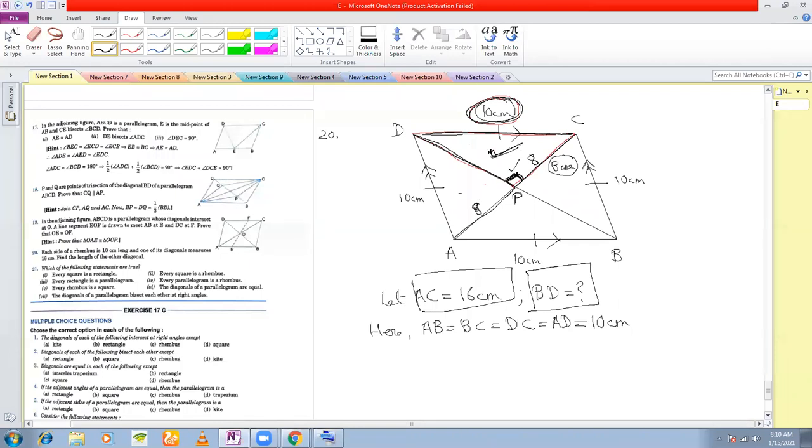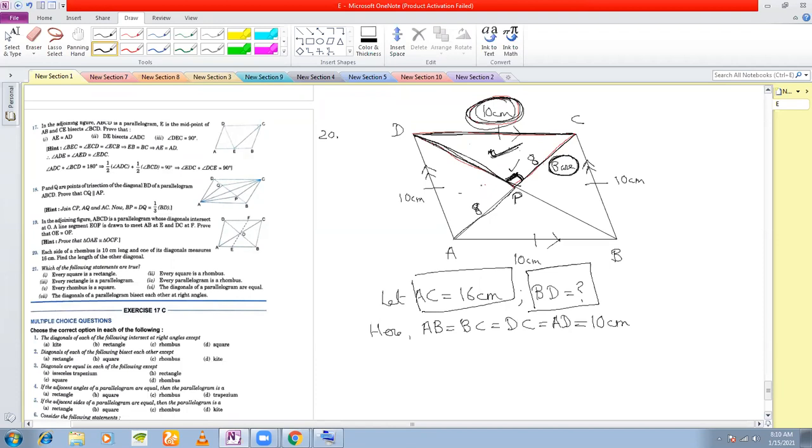And as I told you, in this right angle triangle, which side is the hypotenuse? This one is the hypotenuse, DC. Which one is the base? This one is the base here, 8 centimeters. And which one is the perpendicular? This one is the perpendicular. DP is the perpendicular.